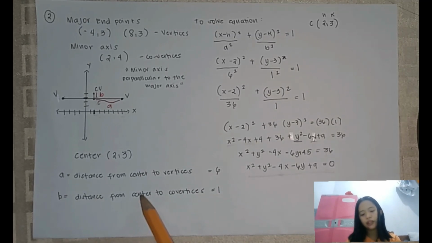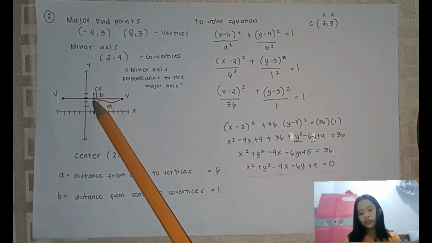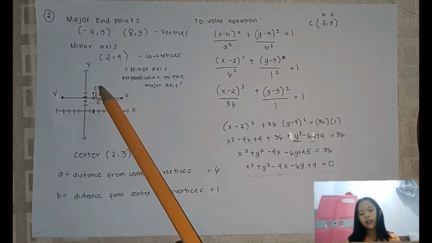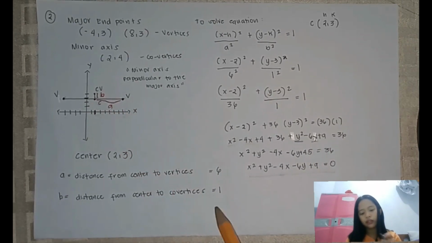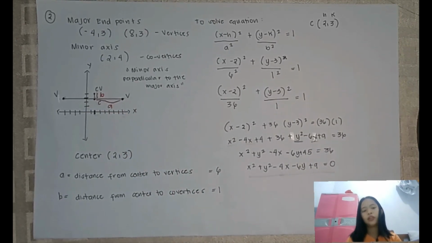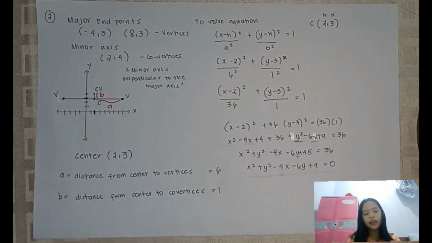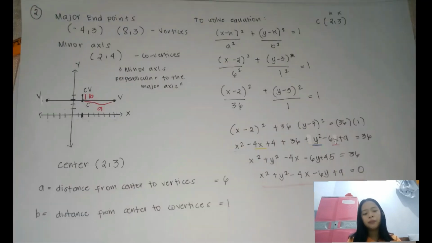Ang value ng A natin is 6, and ang B naman, ang alam naman natin, this is the distance from the center to the co-vertices. So, ito yung center, puntang taas, so ang distance is 1. So, ang value ng B natin is 1. So, to solve the equation, we have the formula x minus h squared over a squared plus y minus k squared over b squared is equal to 1. So, alam natin yung center natin is 2 and 3, which is yung 2 is h and 3 is k.